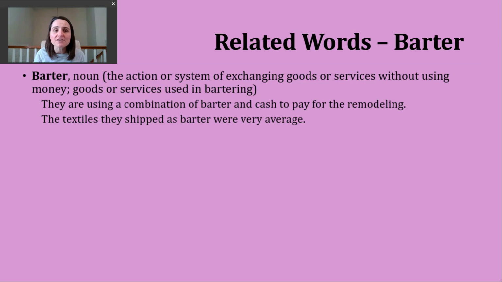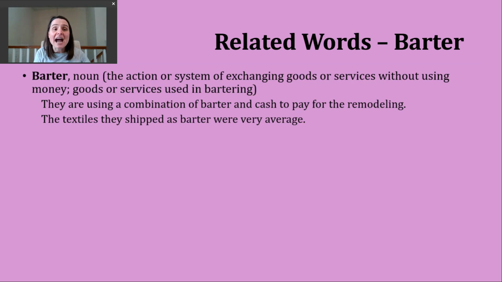So an example of this, they're using a combination of barter and cash to pay for the remodeling. Okay, so maybe somebody is having major upgrades made to a particular room of their house. They're not going to pay for all of it with cash, but they might trade other goods, other services to help sort of balance out that transaction.